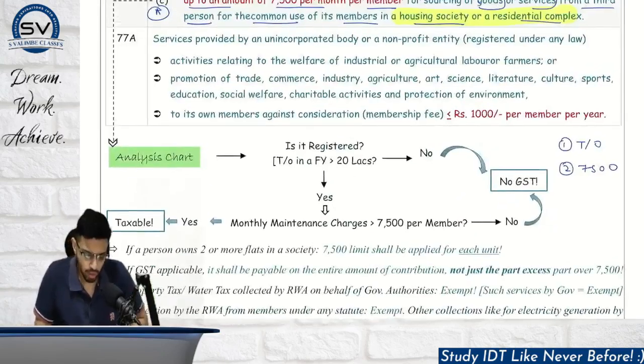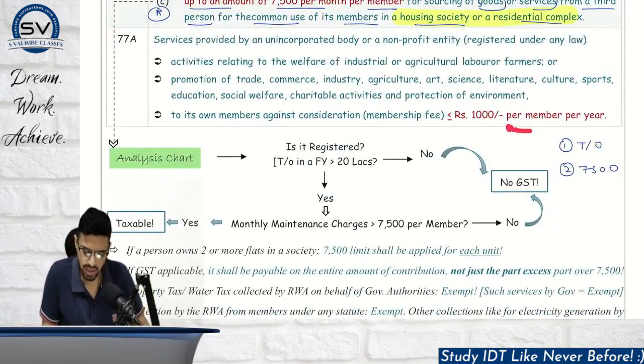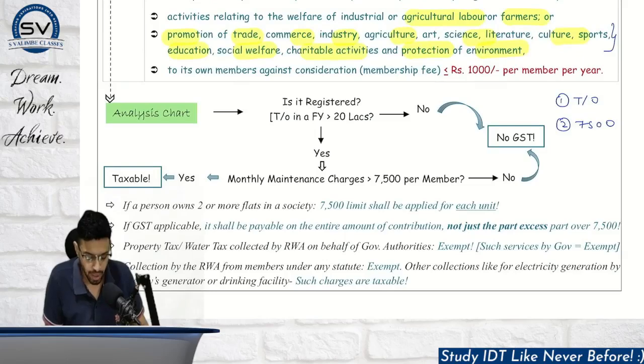Okay. Now 77A, not very important, just see this limit. Services by an unincorporated body or non-profit entity registered under any law. What are the activities? Activities with respect to welfare of industrial, agriculture, labor or farmers. So industrial, agriculture, labor or farmers, we are providing exemption. Promotion of trade, commerce, industry, agriculture, culture, sports, education, welfare, charitable activities and protection of environment. So we are promoting these kinds of areas and this is given to its members against consideration of membership fee up to 1,000 per member per year.